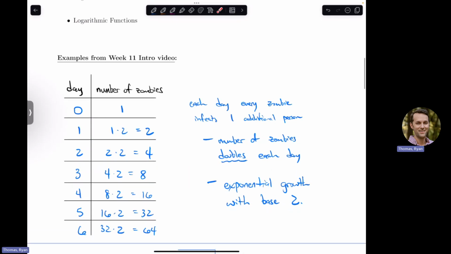But that's the idea. The thing that makes it exponential, again, is that the way I get from one step to the next is by multiplying by a fixed amount. Okay, so that's an example of exponential growth.